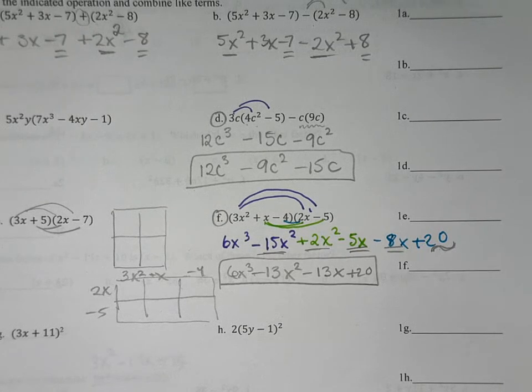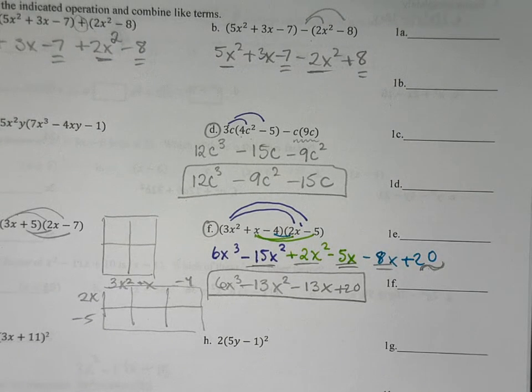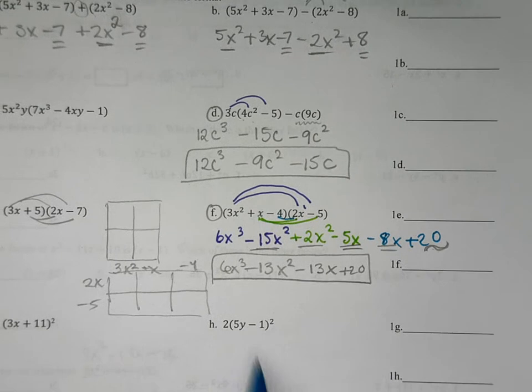It's only when you're multiplying that you add the exponents. When you're adding like terms, they have to be exactly the same. And you only add coefficients. Got it? Okay.